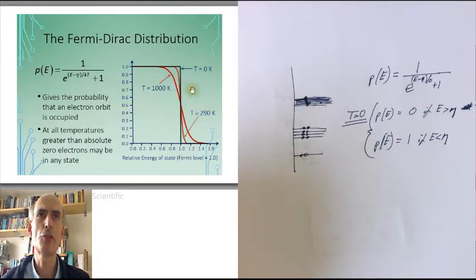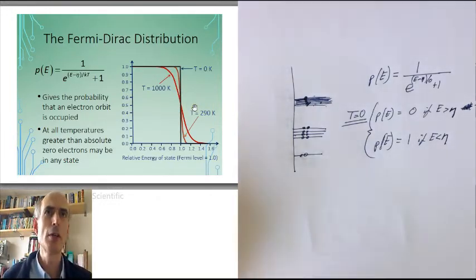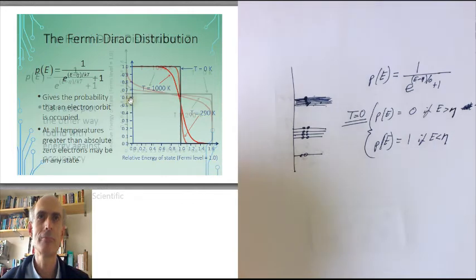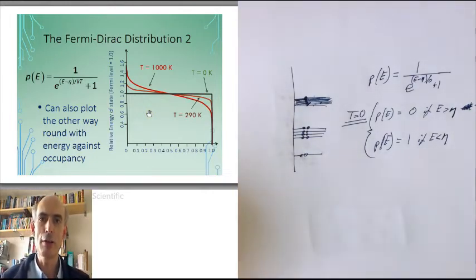Most often in these talks, I won't show the distribution like this. I'll actually show it rotated 90 degrees so that we have probability along the x-axis and energy along the y-axis. And then it looks like this. But that's the only difference between this slide and the previous slide. I've just rotated the graph.